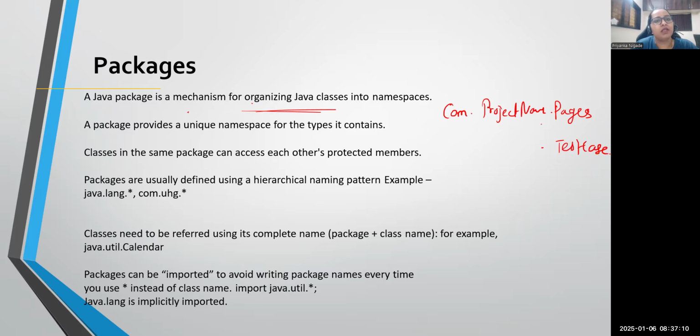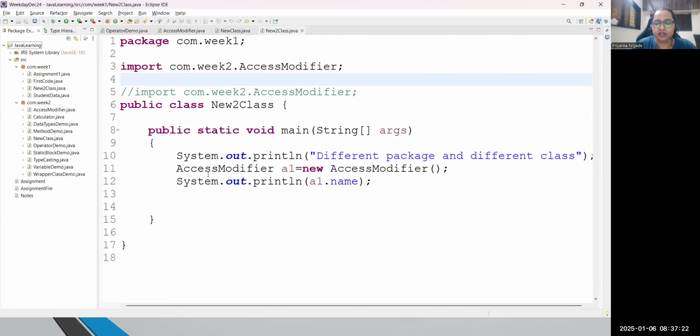This is some naming convention which you need to follow while designing the package. In Java, there are two types of packages available: user defined and predefined. User defined means, while writing the code, these packages I have declared, com.week1, com.week2. These are user defined packages because we have defined them.